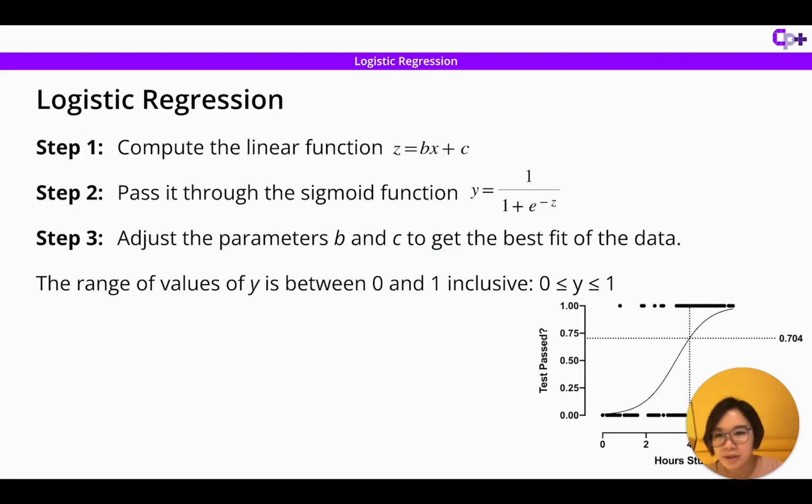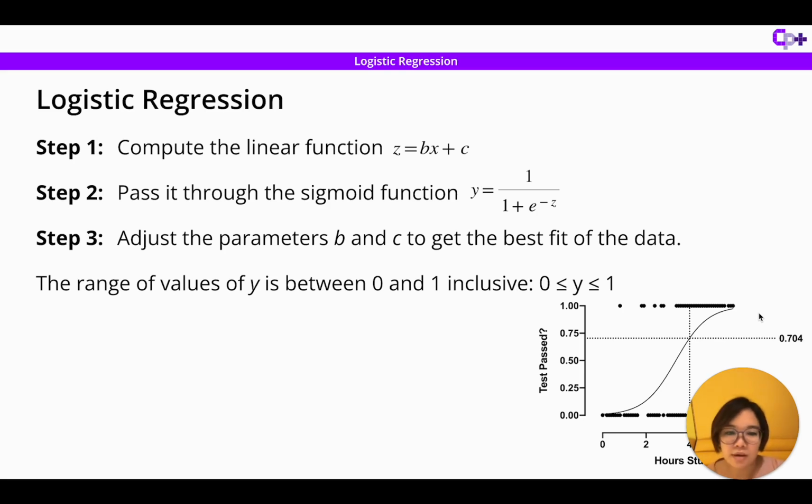We use a formula like this. We compute a linear function, and put this z into the sigmoid. Then the computer will automatically train the values b and c. The b and c are learned by the computer. You don't have to find the values yourself. The computer will find the values b and c that create the best fit of this sigmoid curve.